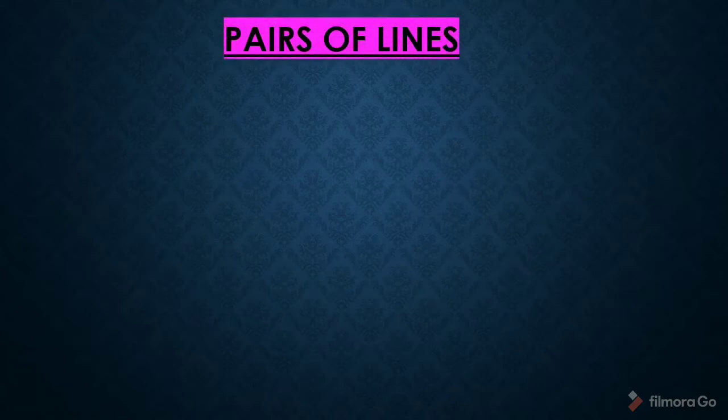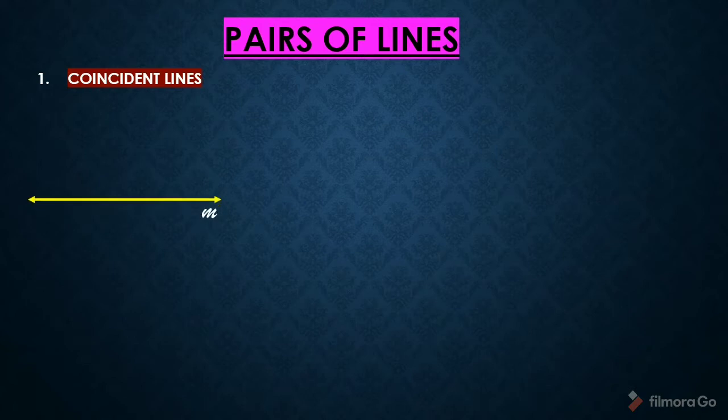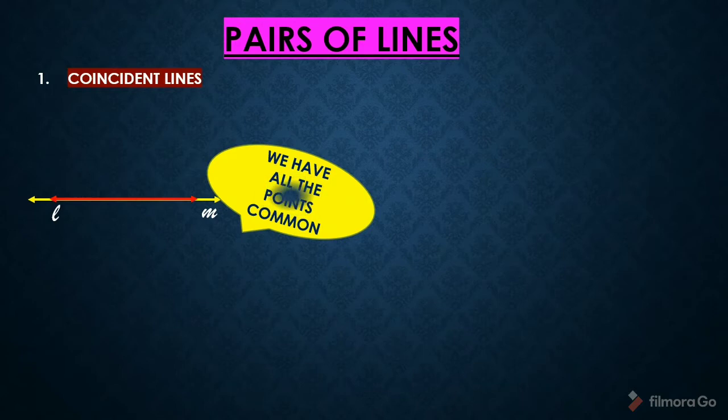First of all, pairs of lines, coincident lines. What are coincident lines? See, here I have taken line M and another line L. You can see L is lying on M. It means they have all the common points and these are called coincident lines.